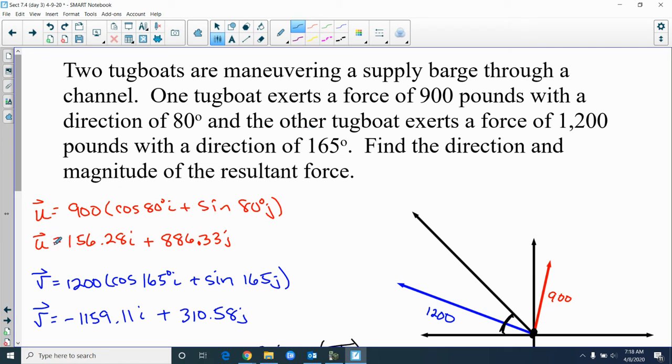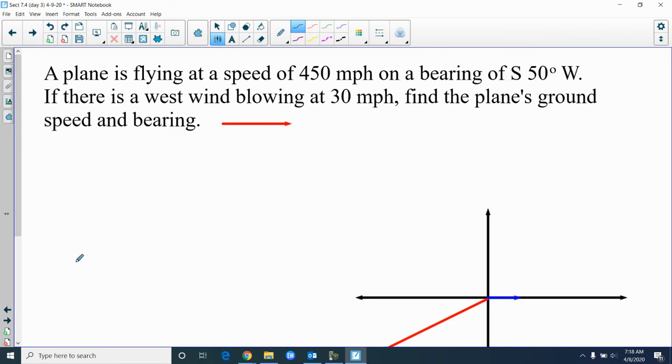Okay. Now we have the last one that we're going to do, a little bit different scenario. A plane is flying at a speed of 450 miles per hour at a bearing of south 50 degrees west. If there's a west wind blowing at 30 miles per hour, find the plane's ground speed and bearing. Okay, this is the direction it's actually heading, the bearing. The wind is going to push it off course a little bit.